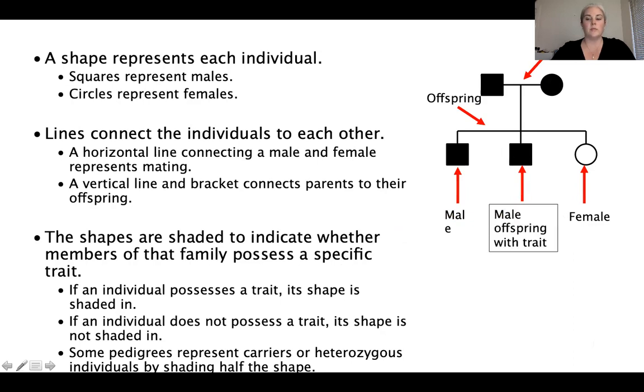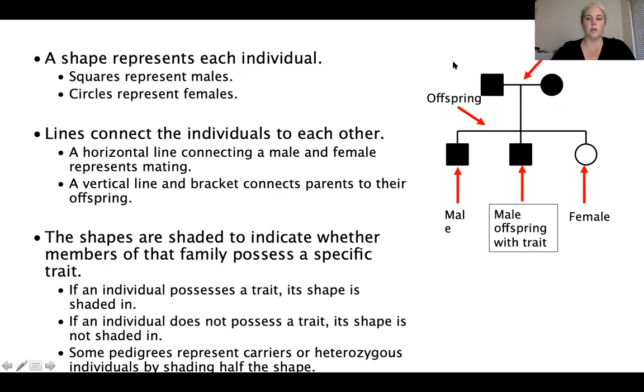So this male offspring has the trait. This female offspring does not have the trait. So if you have two parents that are both affected but one child that is not affected, I would say that this is a dominant trait, but both of these parents are heterozygous.